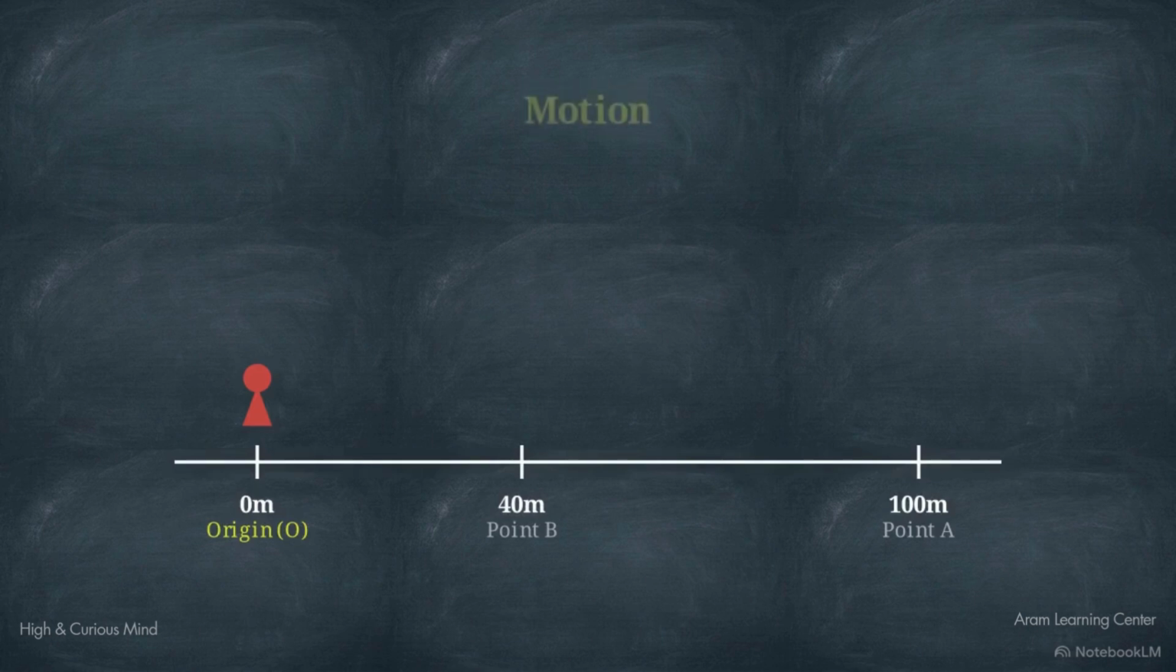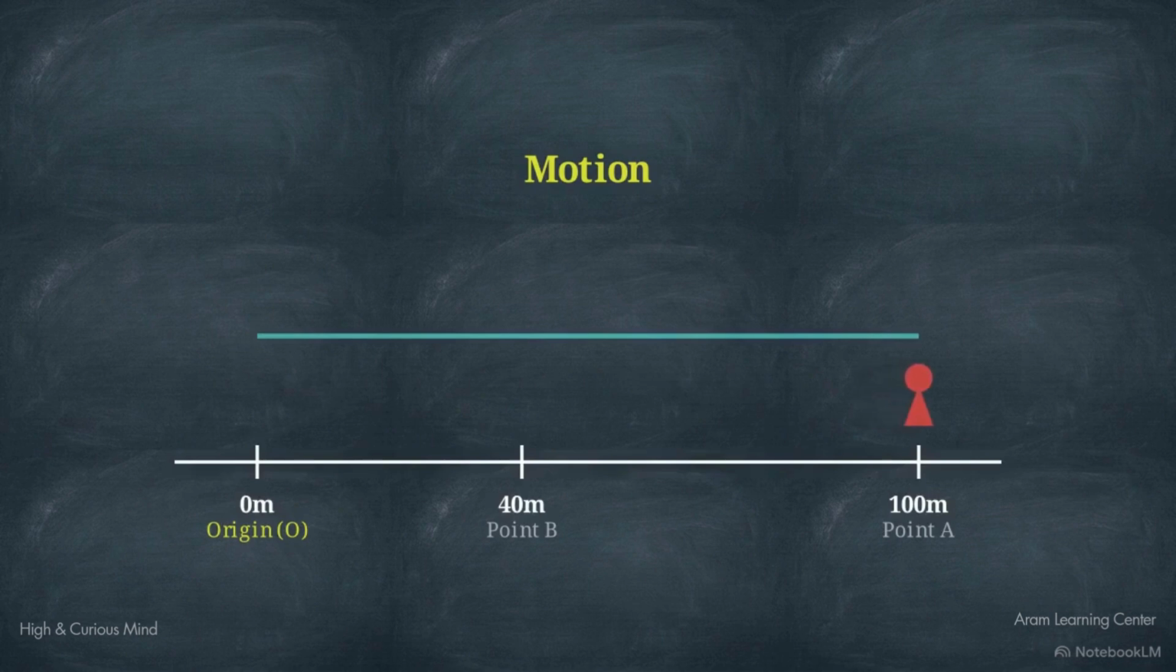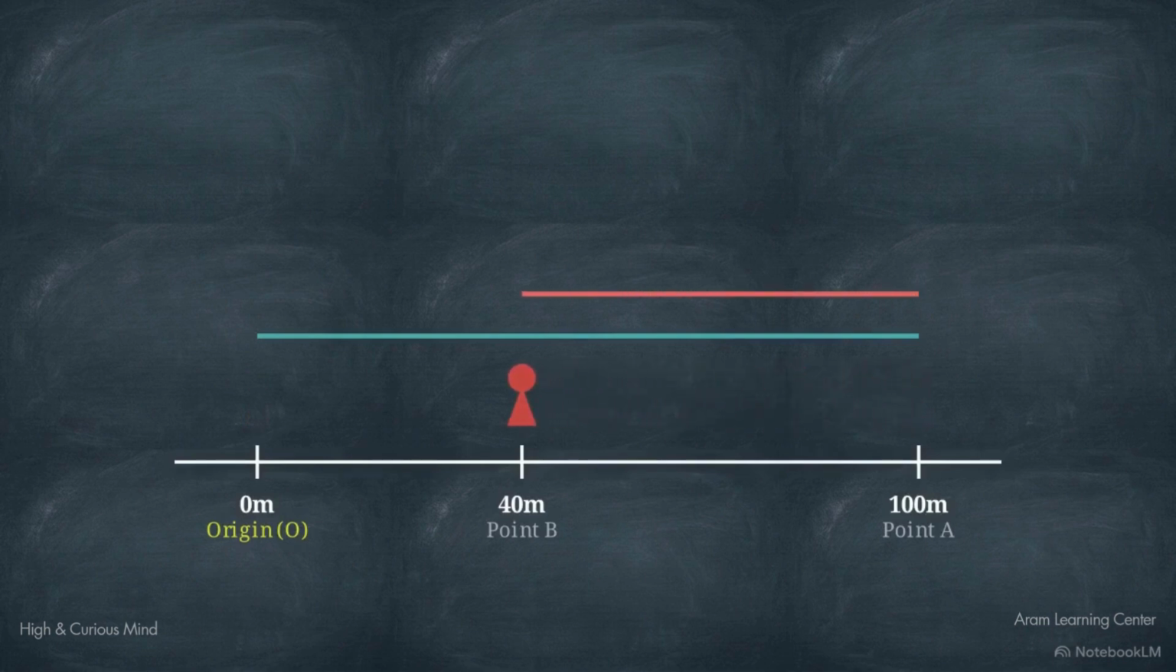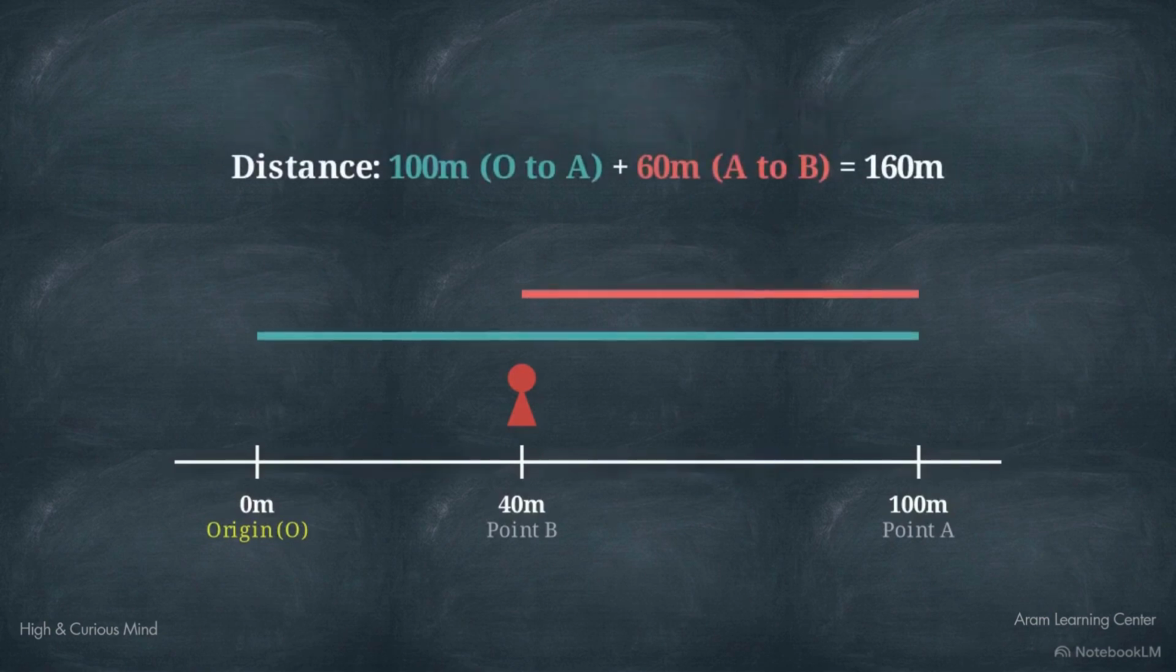When an object's position changes relative to that origin over time, like an athlete running to the 100-meter mark, it is in motion. If its position remains constant at O, the object is at rest. If the athlete runs 100 meters out and then runs back to the 40-meter mark, we have two different values.